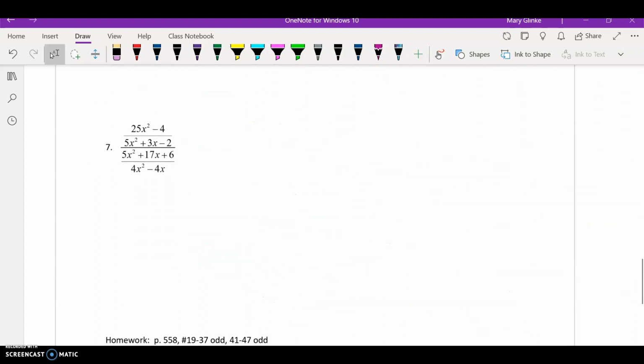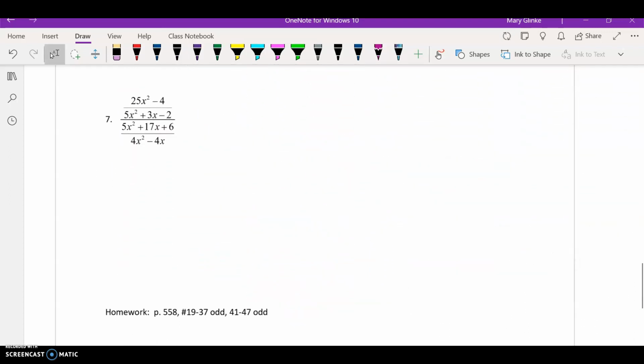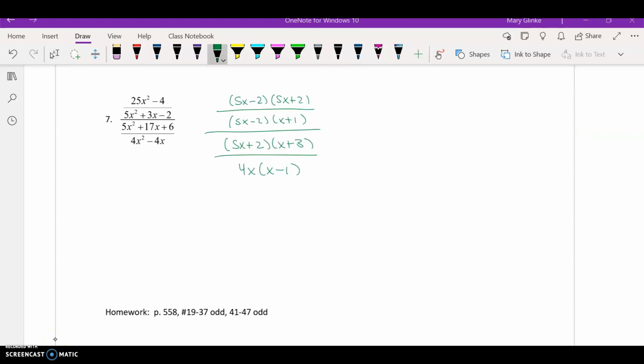Okay. Our very last problem here is a complex fraction. We're going to go ahead and factor this. So pause the video, factor all 4 of those, and then come back here. Okay, let's check it out. We got 5x minus 2 and 5x plus 2 for our numerator, 5x minus 2 and x plus 1 for our denominator, and then the numerator of our denominator, 5x plus 2 and x plus 3 over 4x and x minus 1.